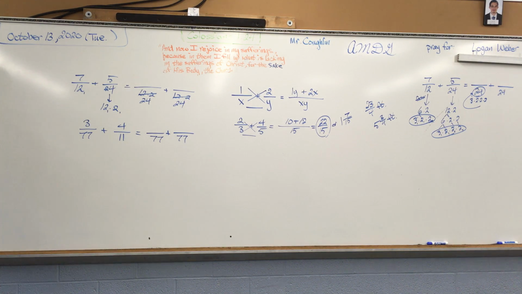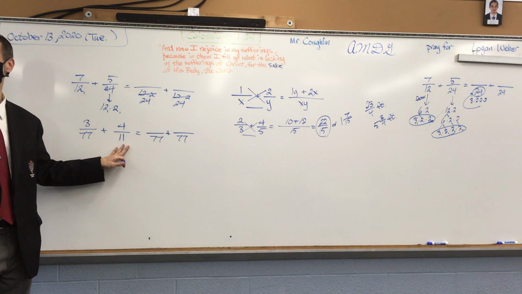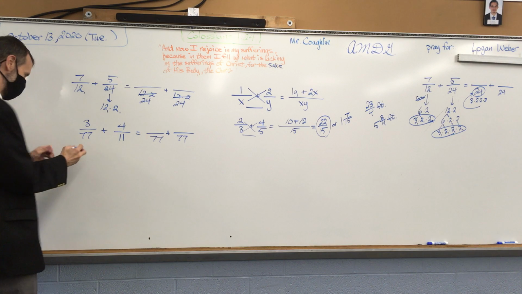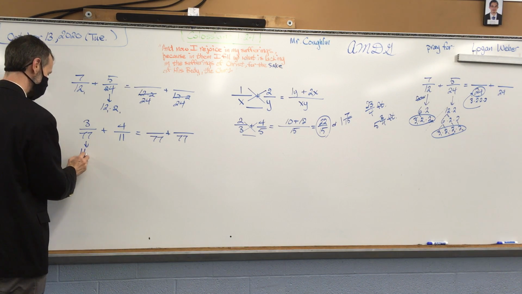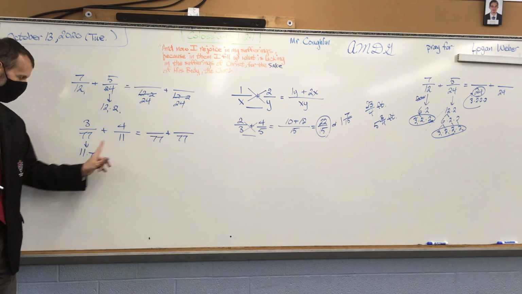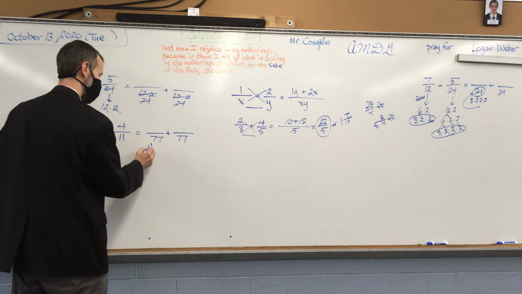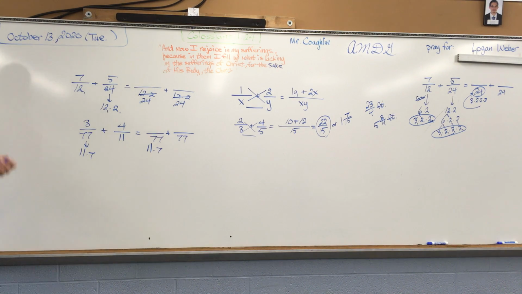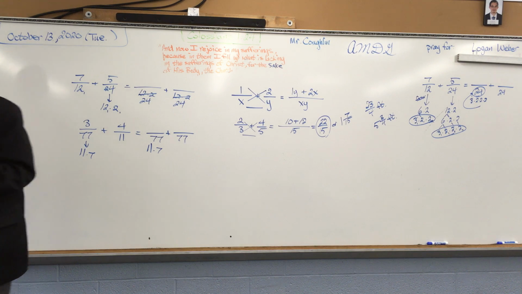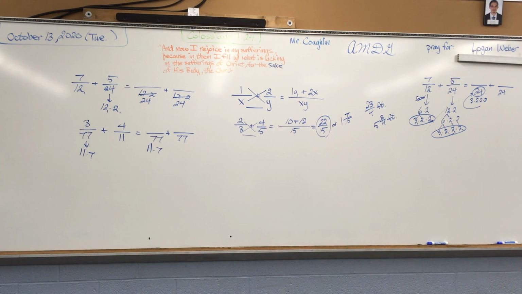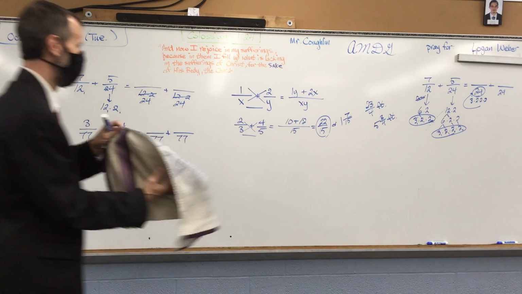Now, how do I get that? I need a number big enough to hold 11 and 77. And if you notice, this is 11 times 7. The 11 is already covered. I also need to cover the 7. That's where the 77 came from. Why am I making such a fuss over factoring when you can just do it in your head? Let me show you.